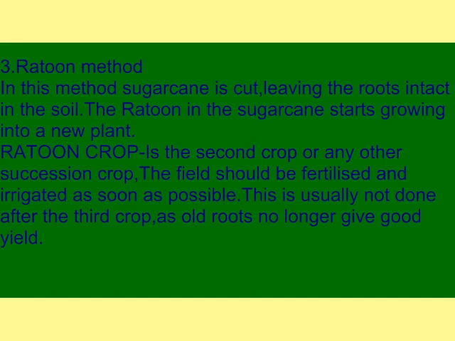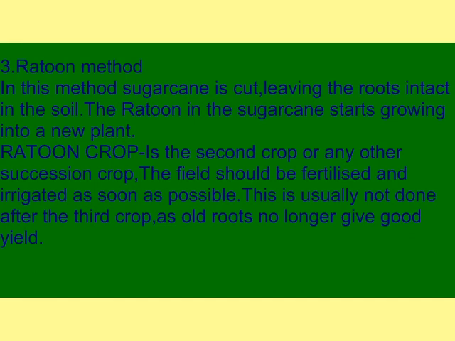So in this second crop, the ratoon crop, or any other succession crop, the field should be fertilized and irrigated as soon as possible. This is usually done until the third crop, as old roots no longer give good yield. So here we have to keep in mind that in the ratoon method, at the max, we can only have two seasons of the plant growing. This is usually not done after the third crop, because then the roots become old and the yield is not good. The juice is also very less.